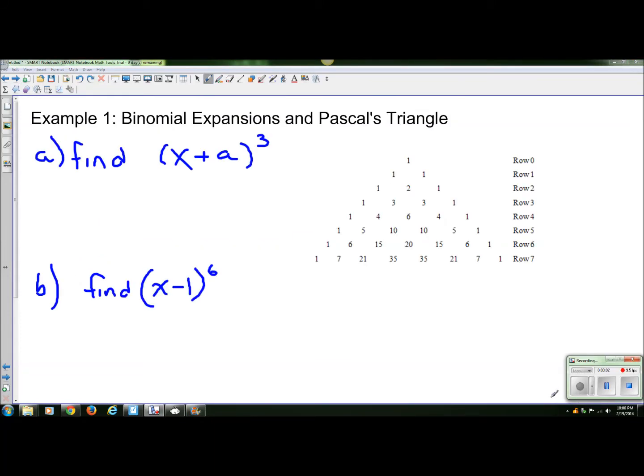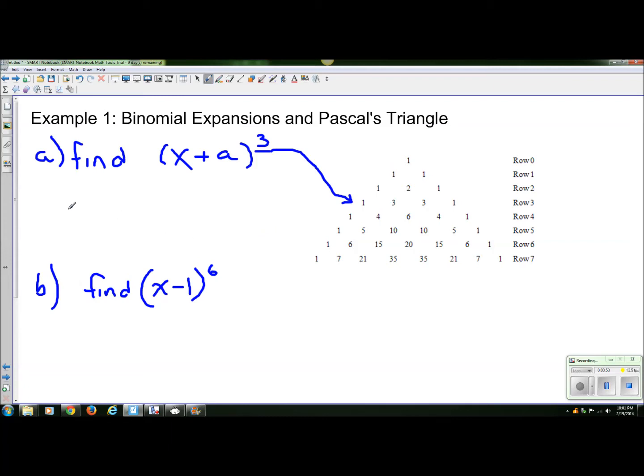One of the primary uses of Pascal's triangle is to calculate the coefficients of binomial expansions. What I mean by a binomial expansion is taking a binomial like this one, x plus a, taking it to some power, and then expanding that outwards. So the way this works is this. We look at the power that our binomial is taken to, in this case, in example A, 3. And then we go to row 3 of Pascal's triangle, and these 1, 3, 3, and 1 will be the coefficients of the terms in the binomial expansion.